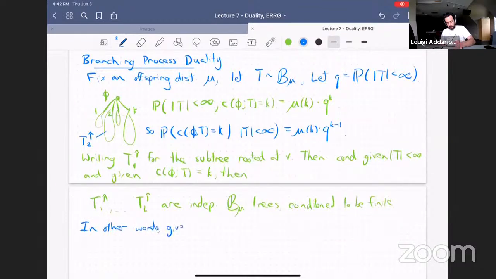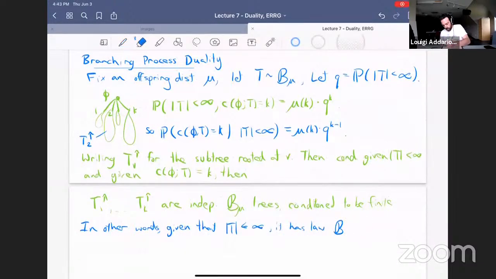So in other words, given that it's finite, it is, let me call it mu hat. So it's a BGW mu hat tree. And where this mu hat is the distribution that's just given here. So mu hat of k is mu of k times q to the k minus 1.